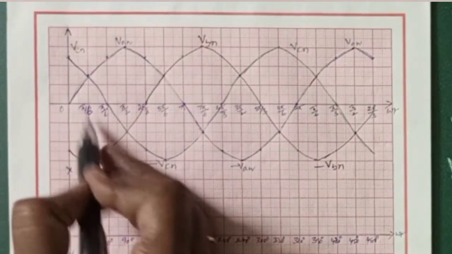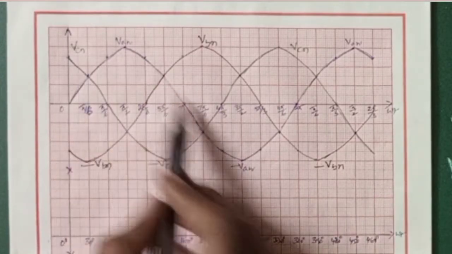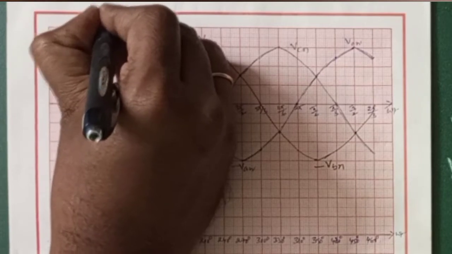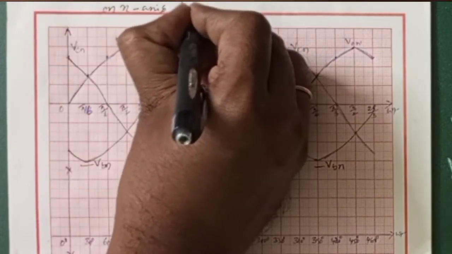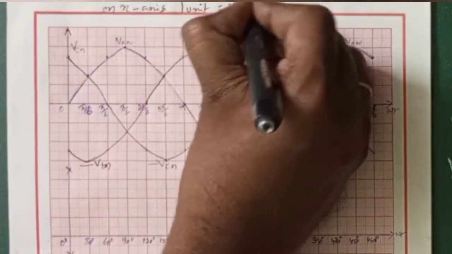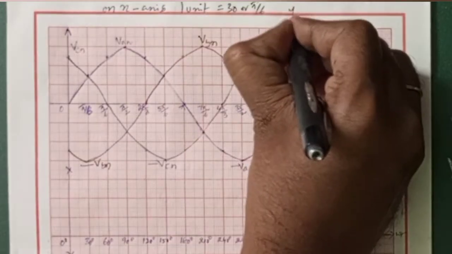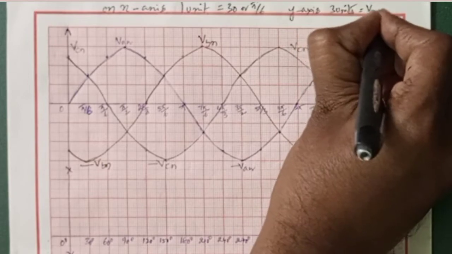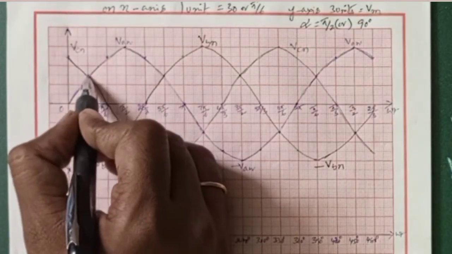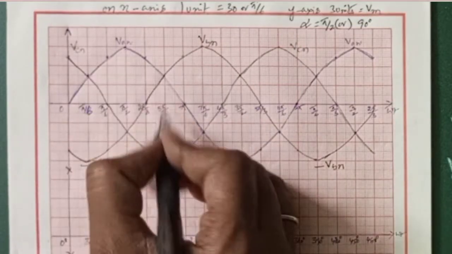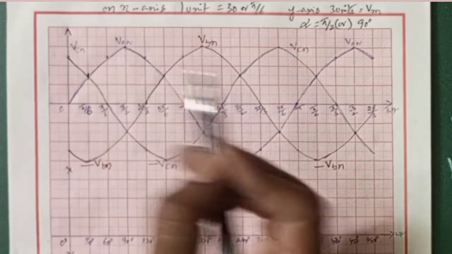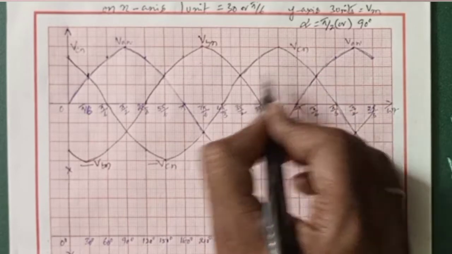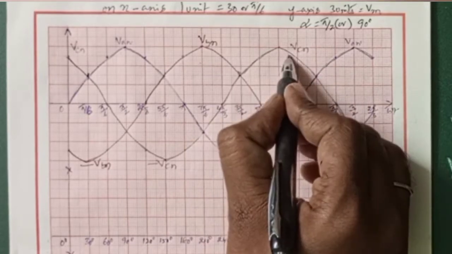Now, this is a three-phase supply, VAN, VBN and VCN, where on the x-axis 1 unit equals 30 degrees or pi by 6. On the y-axis 3 units equals Vm. T1 can turn on when VAN is more than VBN and VCN. So here we can turn on T1, and here we can turn on T2 which is connected to VBN, and here we can turn on T3.